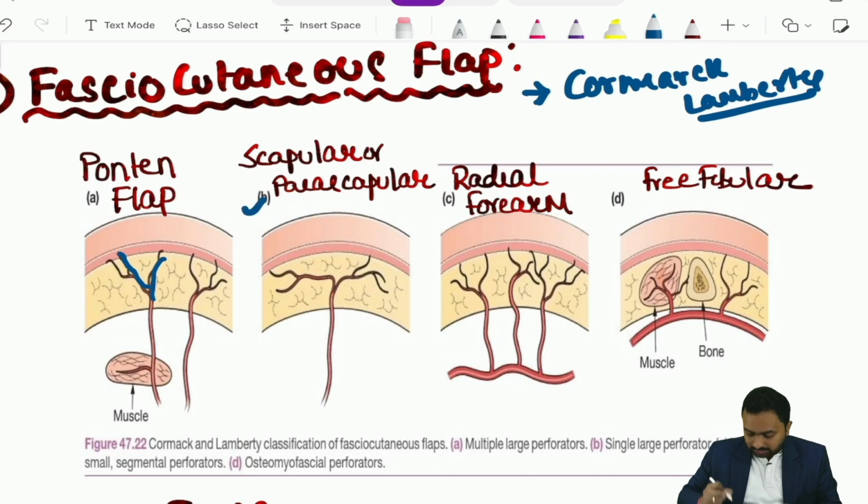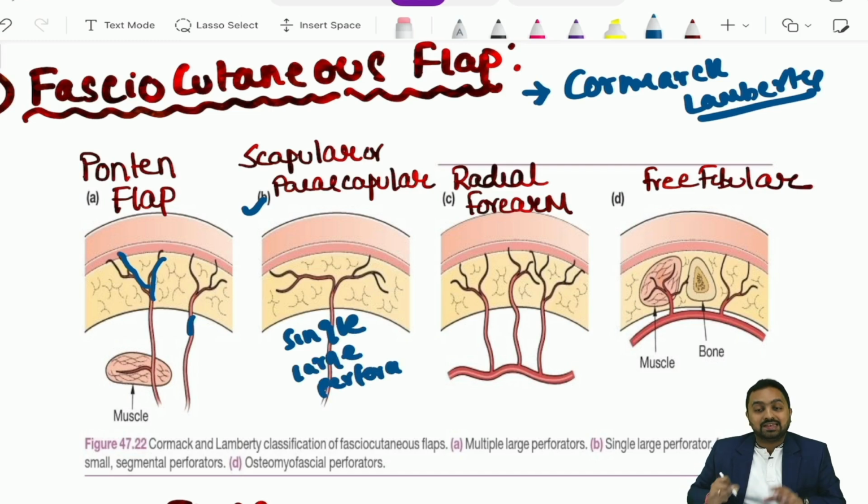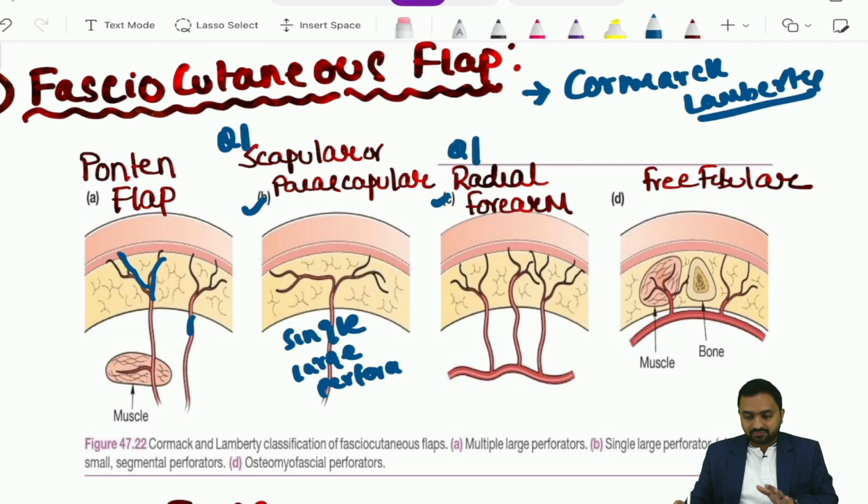Then you have type B, where you find a single large perforator. An example of a single large perforator type B is the scapular or parascapular flap. Then we have type C, where you have multiple small segmental perforators. An example of this is the radial forearm flap. And then we have osteomyofascial perforators, an example of this being the free fibular flap.